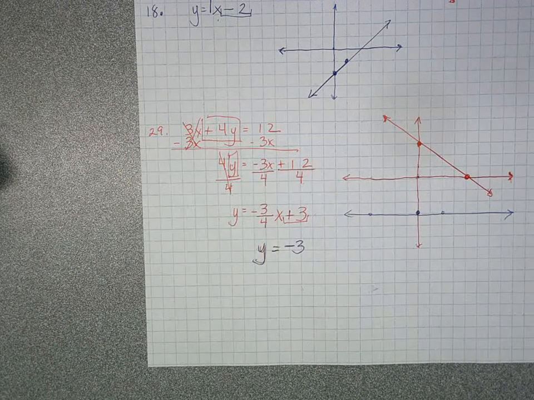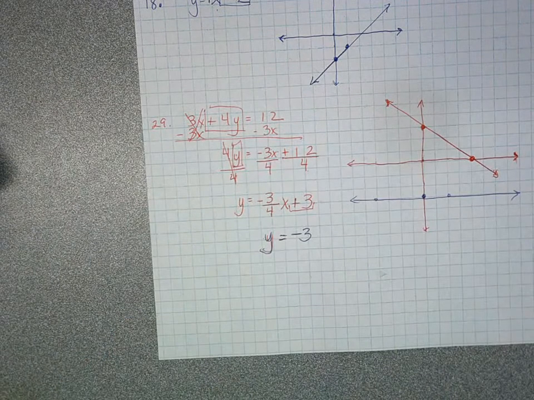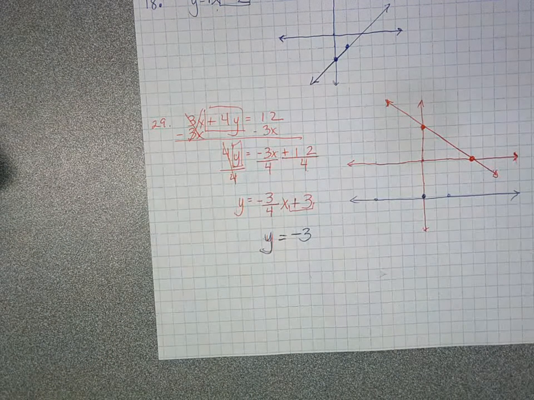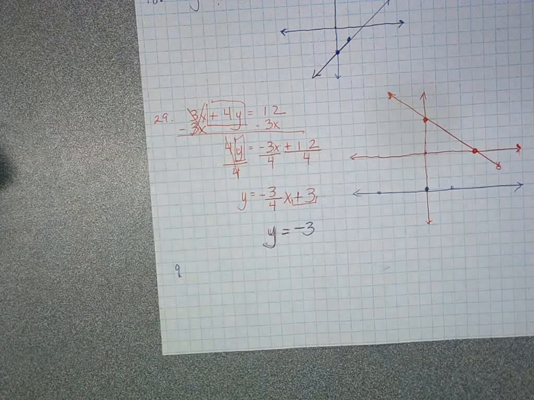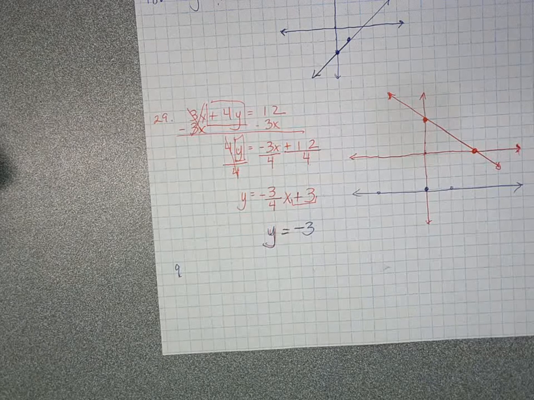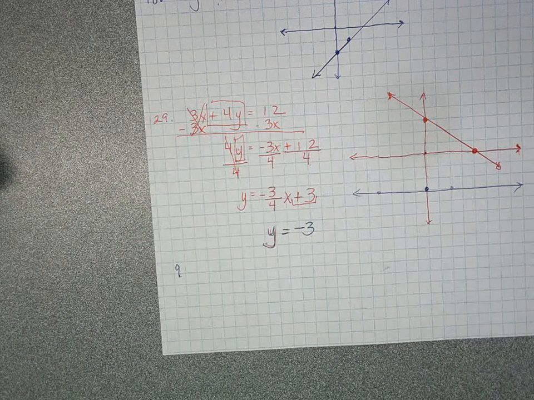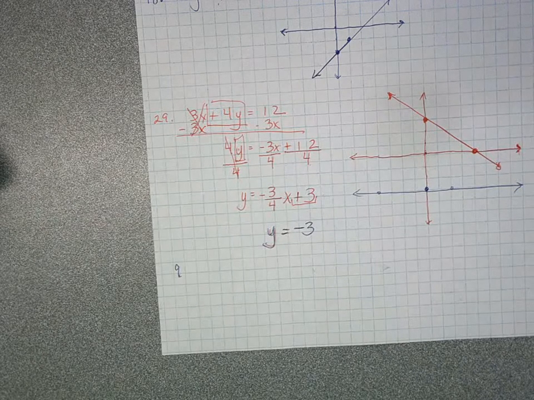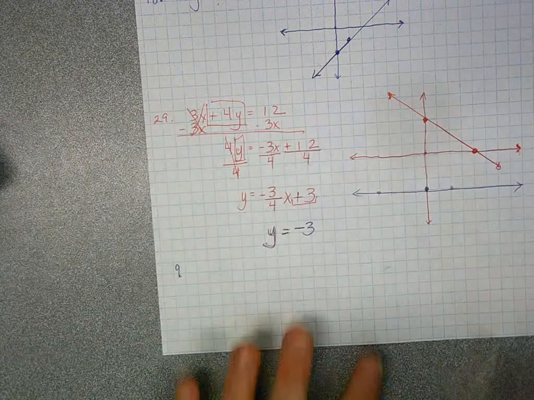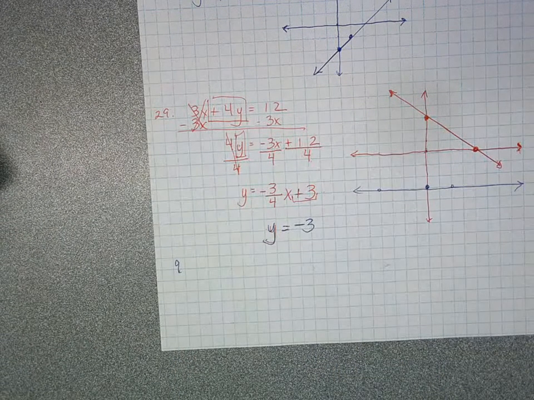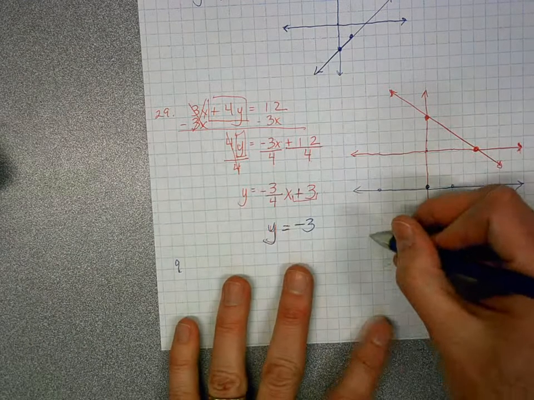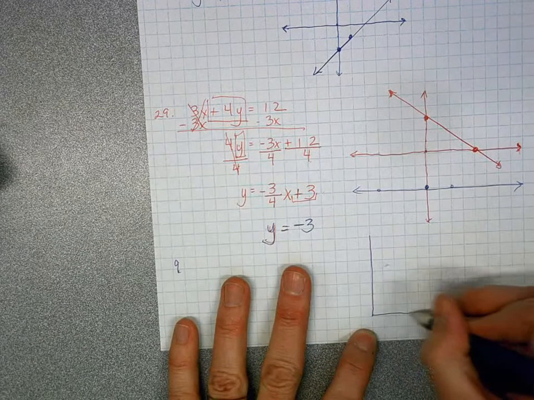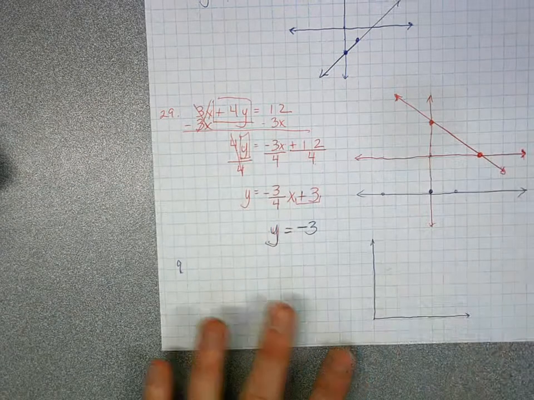Now I do want to take a look at one more kind of problem. Let's take a look at problem number 9. Okay, it is a word problem. So here's what I want you guys to know: on this particular problem, you're just worried about quadrant 1. That's all you're going to be worried about.